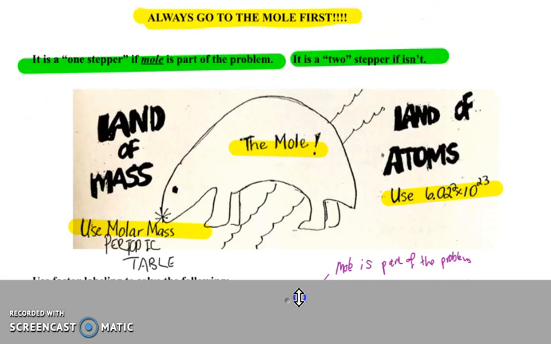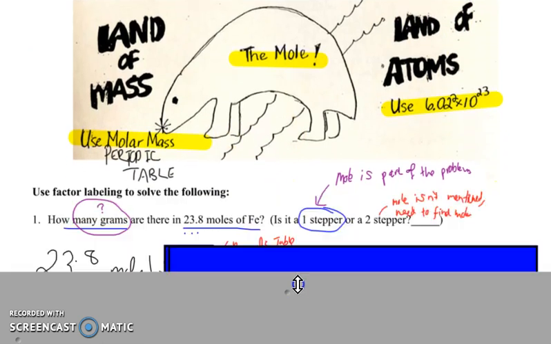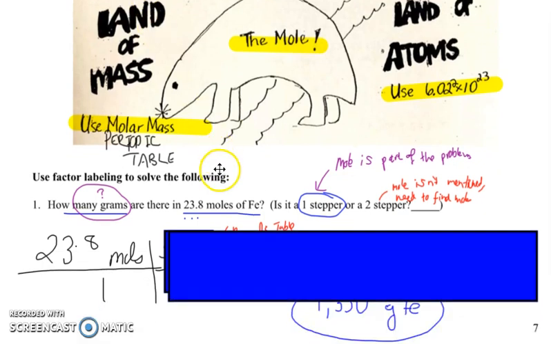So I want you to visualize your land of mass and your land of atoms. The mole is the bridge. Put a note by molar mass, get it from the periodic table, and for the land of atoms, change your notes. We're going to use 6.022 times 10 to the 23rd always. So let's just look at the first problem, figuring out, is it a one-stepper or a two? How many grams are in 23.8 moles? Am I given moles? Yes, therefore it's a one-stepper.